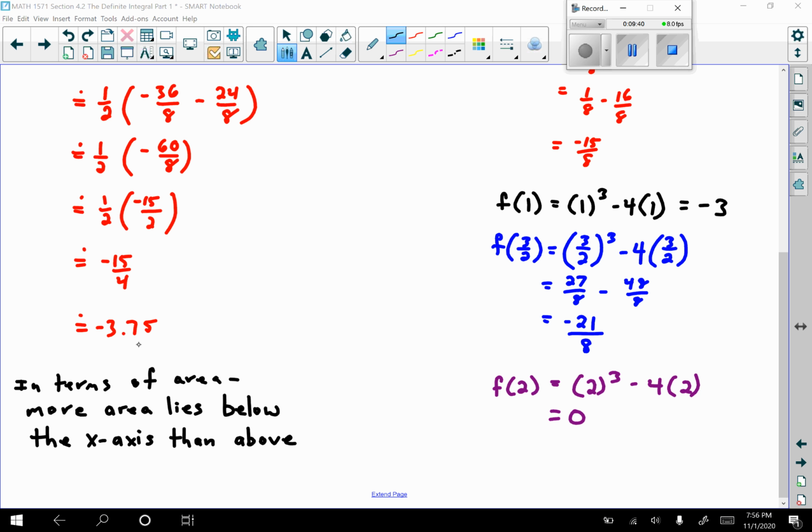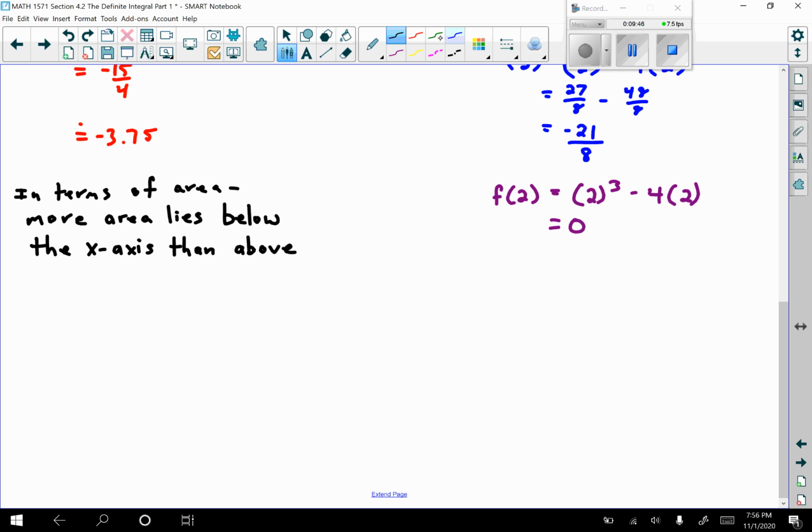I'm not going to call it square units. We were just asked to evaluate a Riemann sum. We weren't asked to find the area. However, with integrals, it shows the difference in area, or the net area.